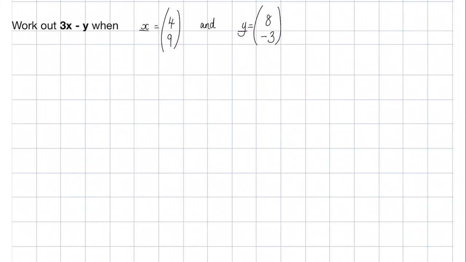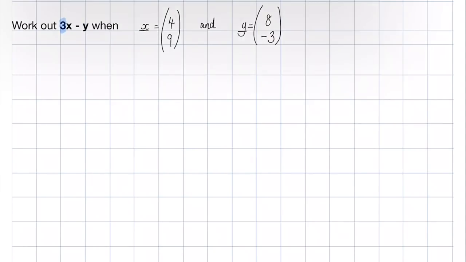So the next one, now that we've done the sonic boom, feeling energized again, ready to smash out the next one, is work out 3x minus y when x, which is a column vector, is equal to (4, 9), and y, which is another column vector, is equal to (8, -3). So this one's literally a case of substitution, but as we have a 3 in front of the x, that's a scalar one, so the x needs to be multiplied by 3. That's the top and the bottom of that one, and we need to subtract y.